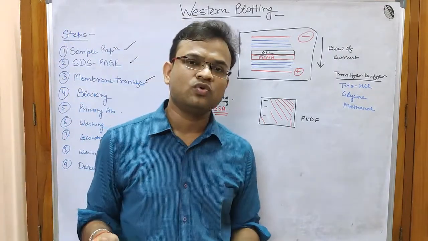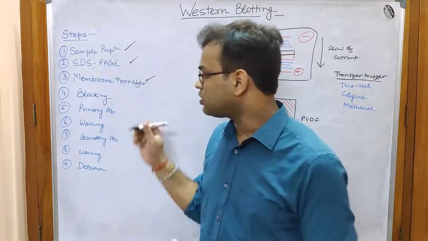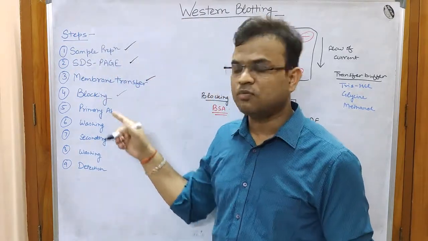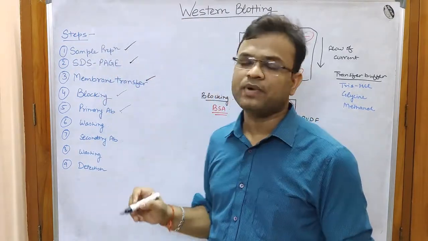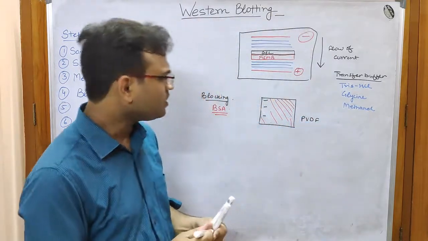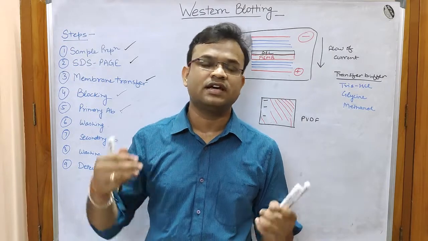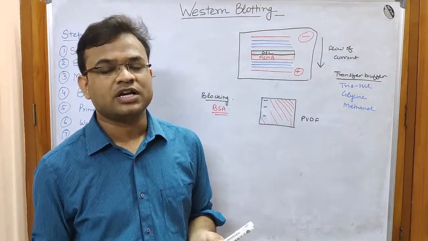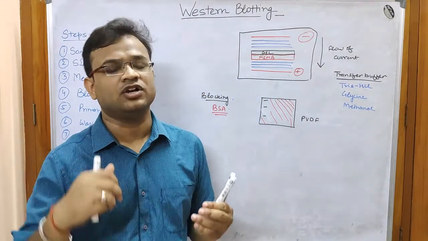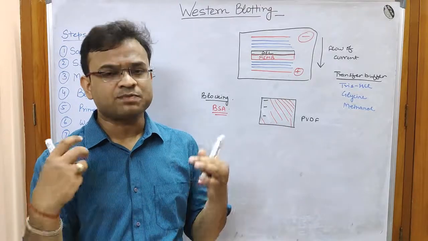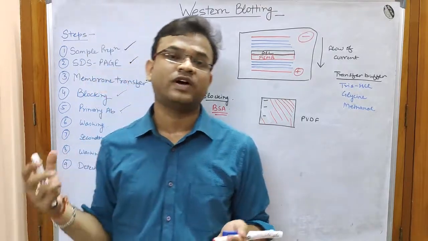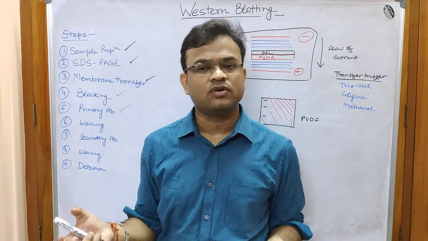So what do we do now? You have ended your blocking step. Now you have to add primary antibody. You know antibodies, what is the function of antibodies? They are used to identify a particular antigen that has entered into our body. Okay, so these primary antibodies can be manufactured against a particular protein.